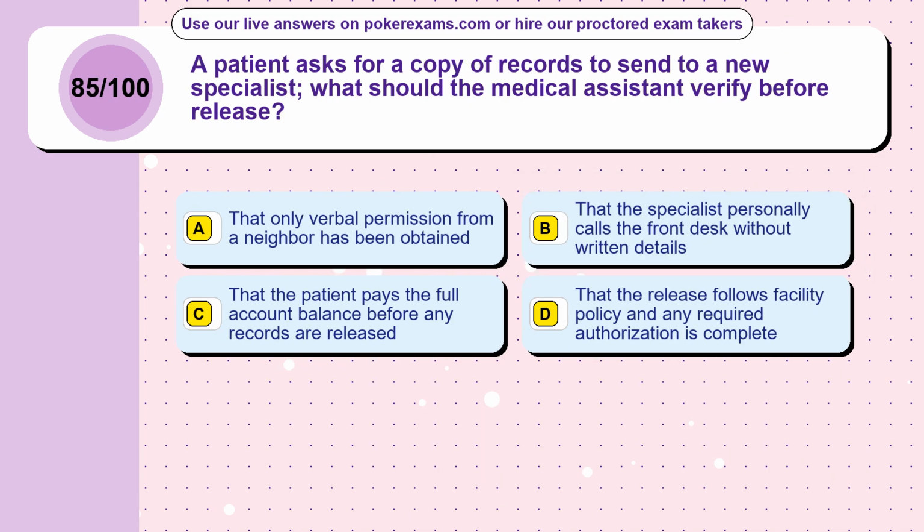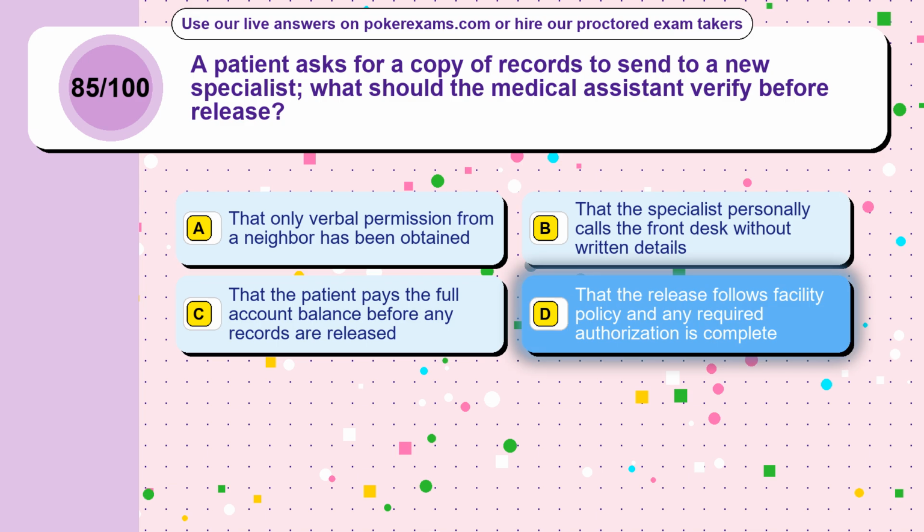Question 85. A patient asks for a copy of records to send to a new specialist. What should the medical assistant verify before release? Option A. That only verbal permission from a neighbor has been obtained. Option B. That the specialist personally calls the front desk without written details. Option C. That the patient pays the full account balance before any records are released. Option D. That the release follows facility policy and any required authorization is complete.